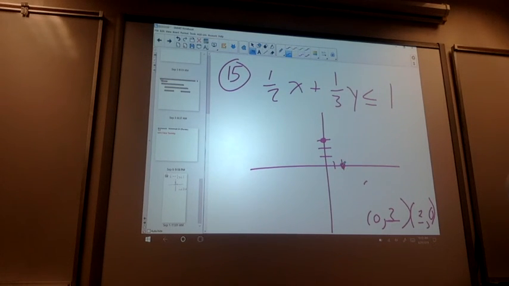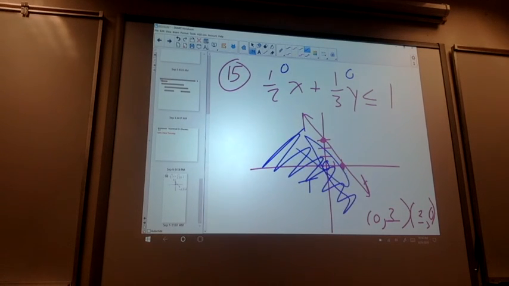Is this going to be a solid or a dotted line? Solid, because I have the less than or equal to, so I'm going to have a solid line. I'm going to use my test point of 0, 0. If I plug 0 in here, I get 0. I plug 0 in here, I get 0. 0 added to 0 is 0. Is 0 less than or equal to 1? And it is true. So I shade down here. Cool? Yep.